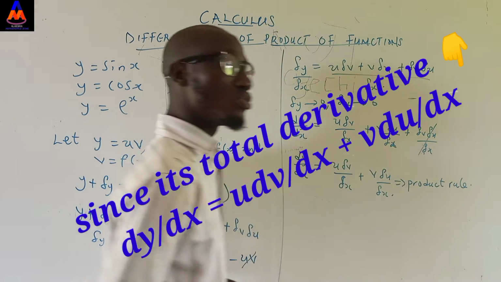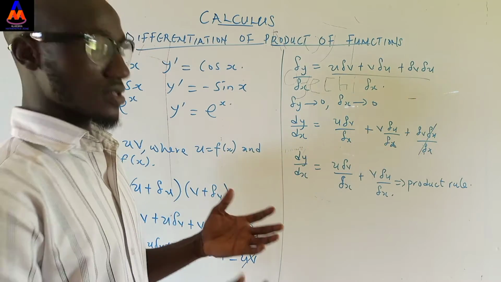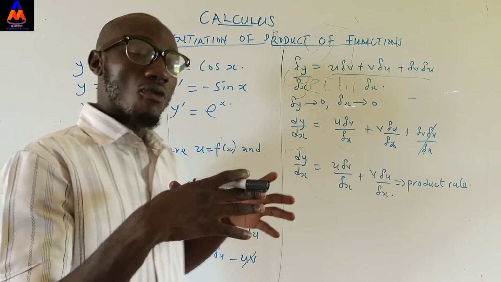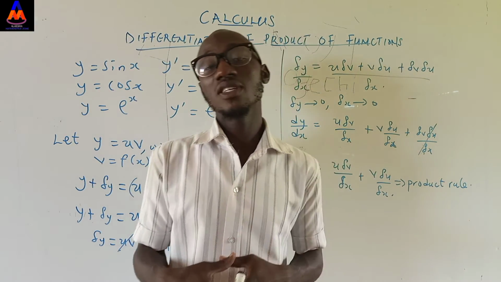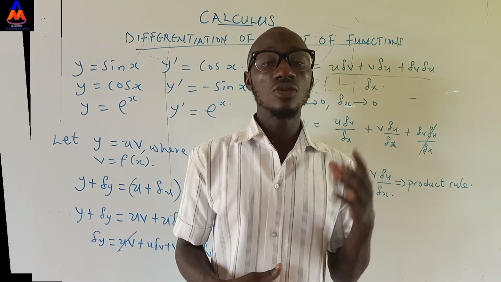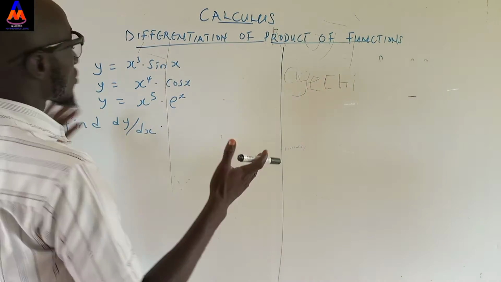This is the rule that you use when you are given a question where the two functions are dependent on x. We are going to give some series of examples shortly. Here now we are given this question.